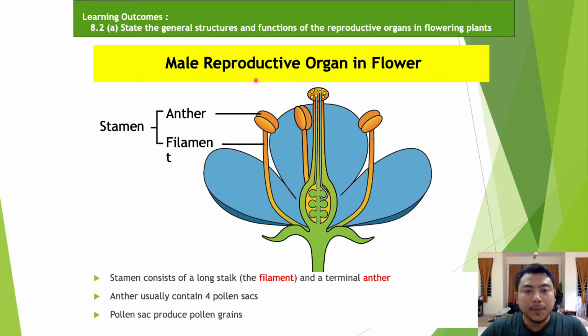Next, the male reproductive organ in the flower. We're going to look into a bit detail of the stamen. Stamen consists of a long stalk, the filament, and a terminal called the anther. Usually it contains 4 pollen sacs. So inside this anther it usually contains 4 pollen sacs. Pollen sac will produce pollen grain. So we know inside this anther we have the pollen sacs which will produce the pollen grain.